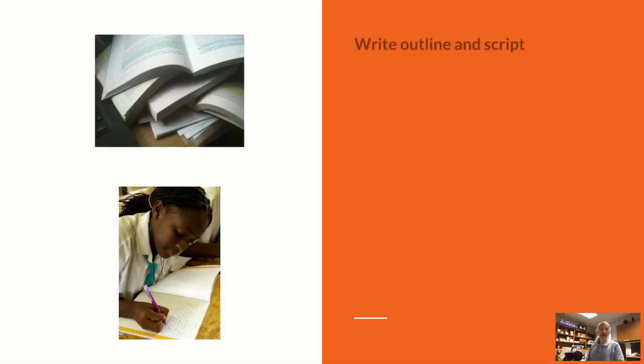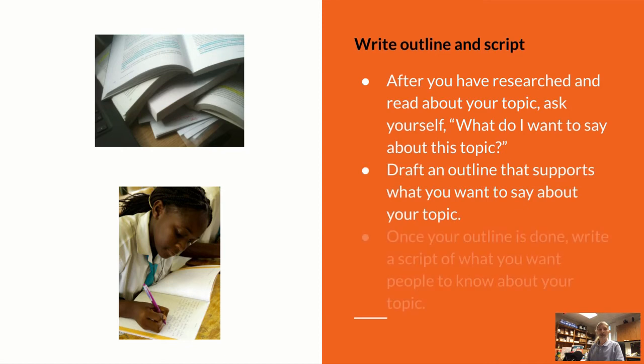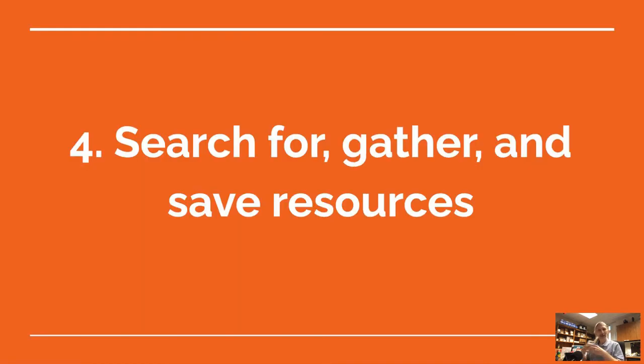Then you need to write an outline and a script, and that outline can take whatever form your teacher advises. You can do a very traditional outline or at least have big headers of information of what you want to actually cover. Ask yourself, what do I want to say about this topic? And those are going to be the salient points that you're going to want to put into your outline.